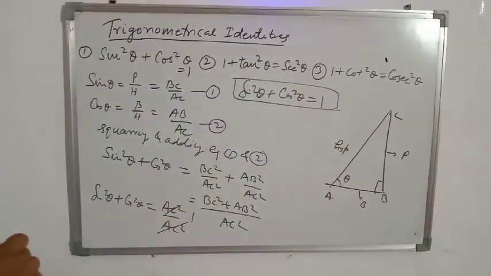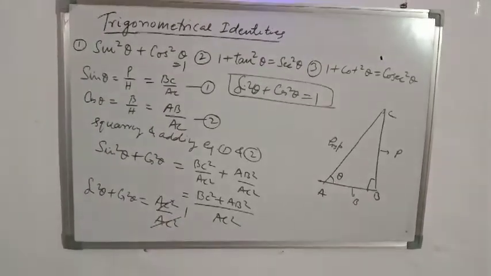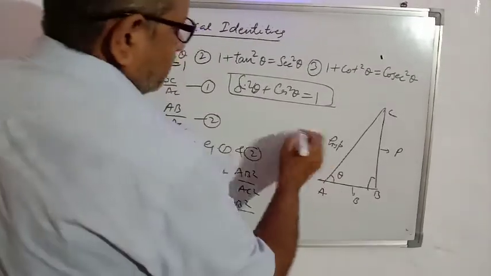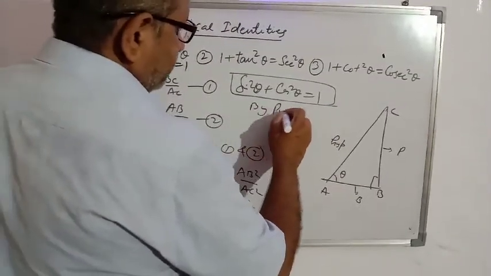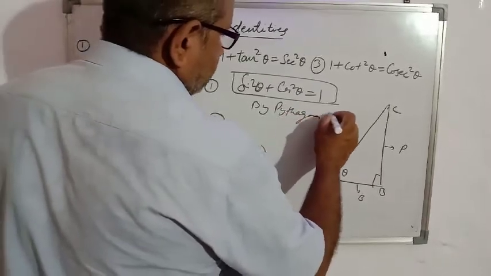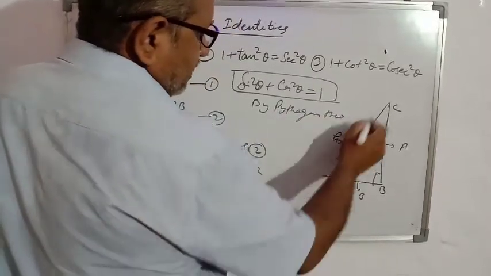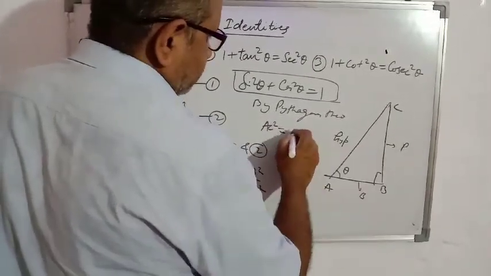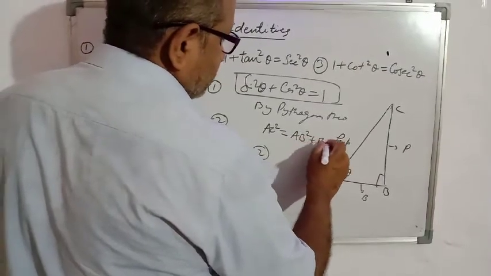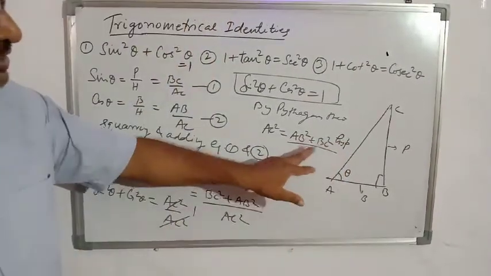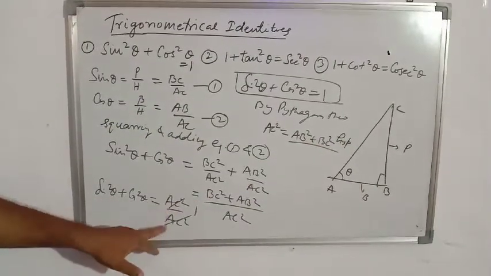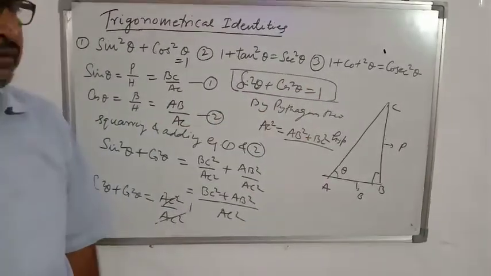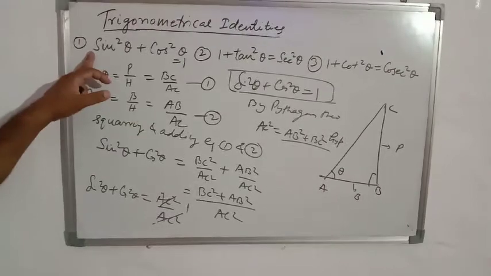This is the first trigonometrical identity. Sin square theta plus cos square theta is 1. How have we written AC square here? By Pythagoras theorem, we know that the square of the hypotenuse AC square is equal to the sum of the squares of the other two sides, AB square plus BC square. So we can put AC square upon AC square, cancel, it will come 1. So sin square plus cos square theta is equal to 1. This is the first trigonometrical identity.